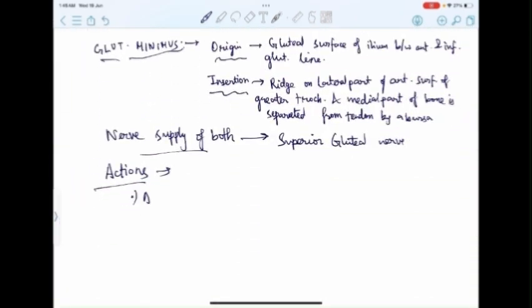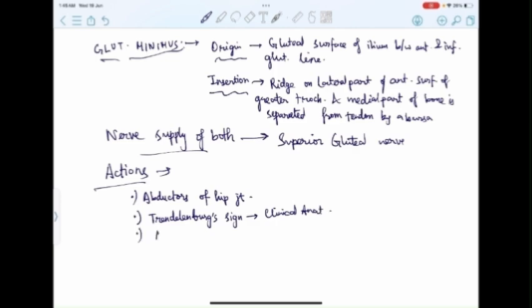Easy peasy, actions: abductors of the hip joint. Then another action is about the Trendelenburg sign, which is another clinical anatomy question. I'll come to it in a later lecture. Anterior fibers are medial rotators of the hip joint.